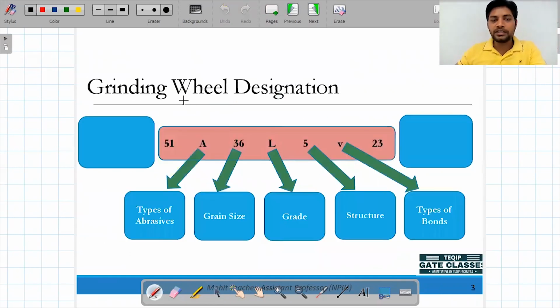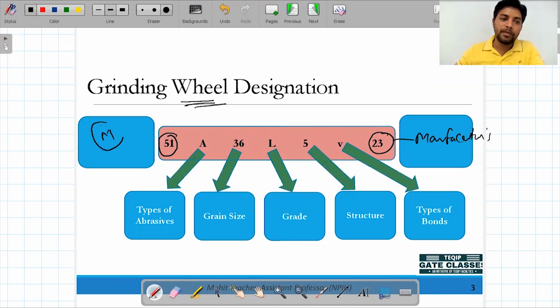Next is the wheel designation. This is very, very important. A lot of objective questions have been asked from this part, so I will explain it in a little detail. It has a total of 7 digits. The first and the last are related to the manufacturers. If they want to keep some record or give some reference, they can use these, but technically it has only 5 digits. The total is 7, but technically we say it is 5 only.